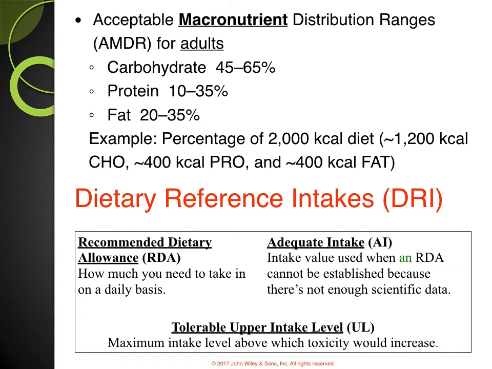There are other things called the DRIs, the dietary reference intake. That can be broken down into 3 different categories. The recommended dietary allowance. These are all just different recommendations. I'll go over them, but really they're not always utilized, but it is good to know in case you're looking at nutrient values and they're using one over the other. So the RDA is how many nutrients you need to take in on a daily basis. The adequate intake is the intake value used when an RDA cannot be established because there's not enough scientific evidence. So it's kind of like our best guess.